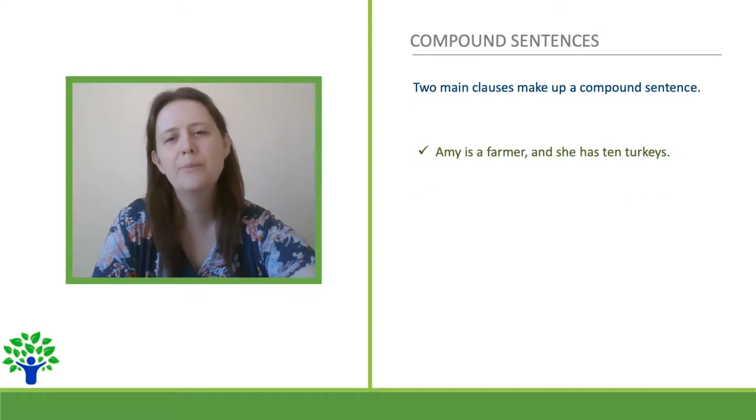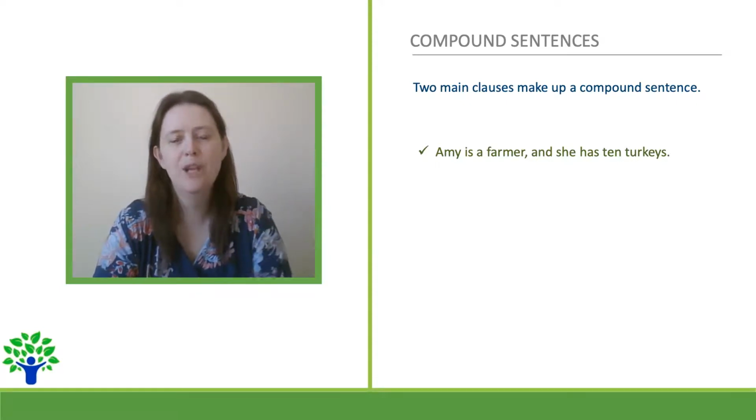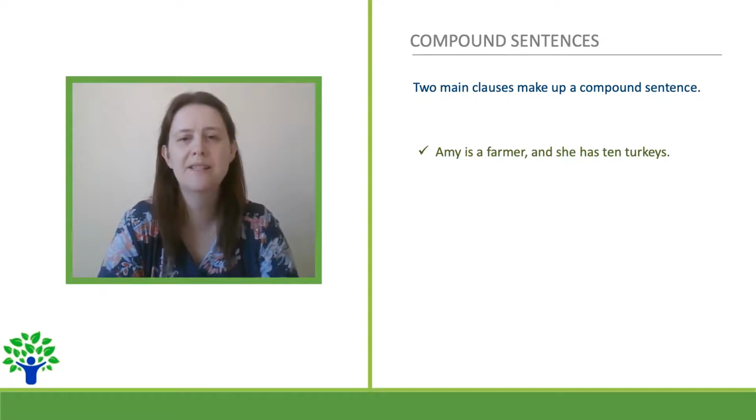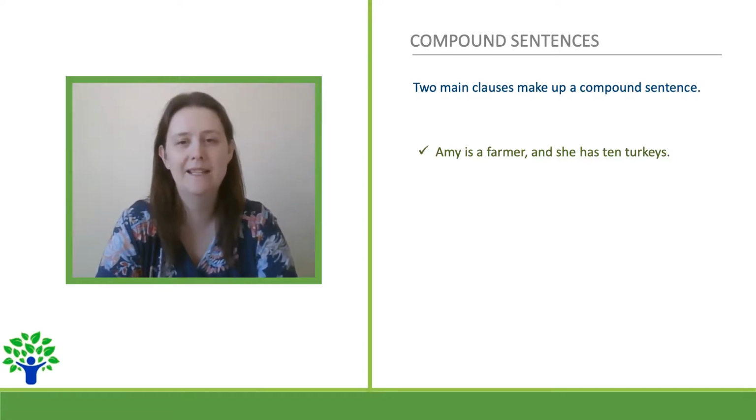One of the things that you can do is make different types of sentences. So, for example, you can put two clauses together, so they both need to make sense on their own, and make a compound sentence. To do this, you need a connective. For example, "Amy is a farmer and she has 10 turkeys." Both of them are clauses because they make sense on their own and you've used a connective. That's how you form compound sentences.